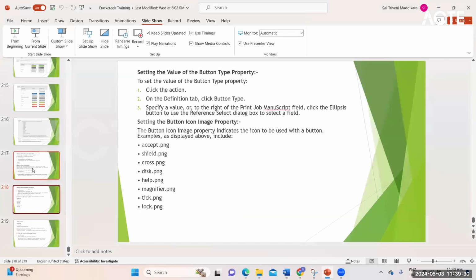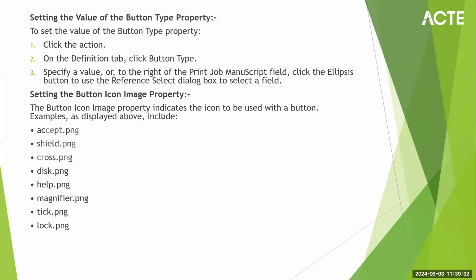Setting the value of the button type property. The value may be the caption or what happens on click of that button. If you want anything to be displayed, that also comes under the value. How do you do that? Click on the action definition tab, click on the button type, and specify a value, or you can map the respective field ID if it already exists in the current manuscript.